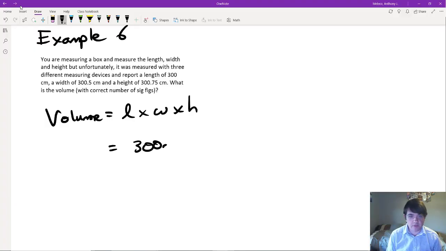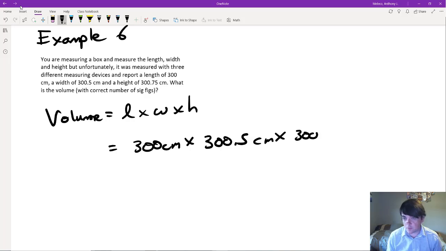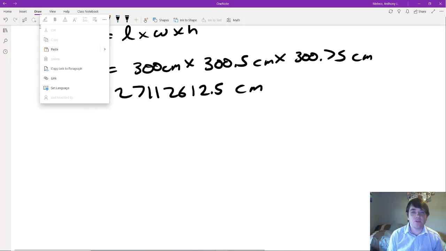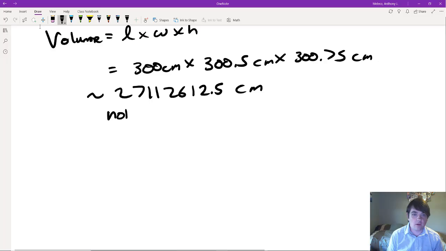So we have 300 centimeters times 300.5 centimeters times 300.75 centimeters. And if you do this, what I ended up writing is 27112612.5 centimeters cubed. So, would you write this as your final answer? Not in a lifetime. So, not your final answer.